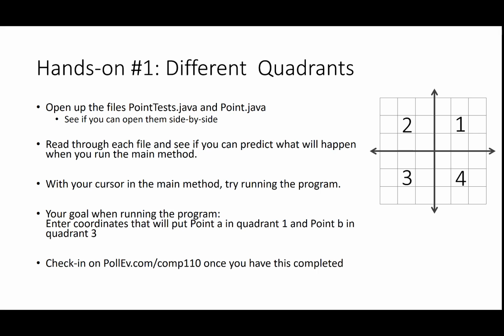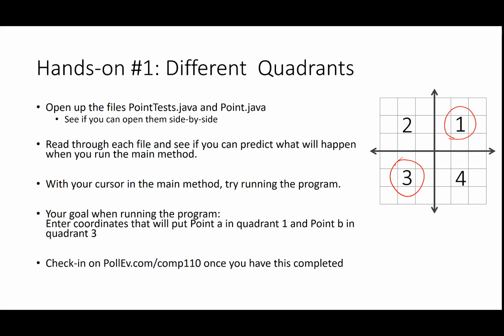Go ahead and try running the main method, and your goal for this hands-on is to try and get point A in quadrant 1 and point B in quadrant 3. So spend a few minutes playing around with values for coordinates in A and B, and then check in. Actually, don't check in, this is just a video. Just resume the video when you're done.